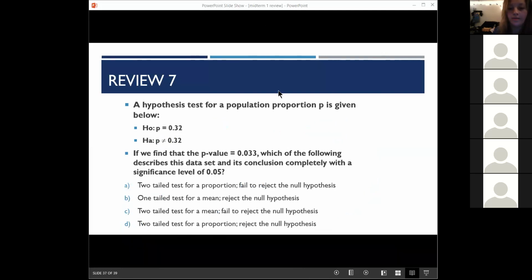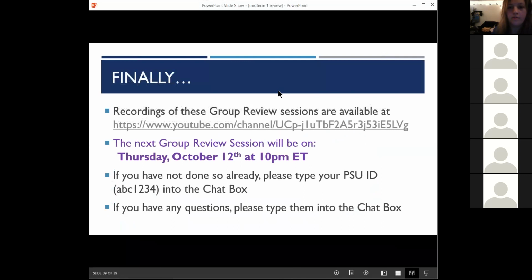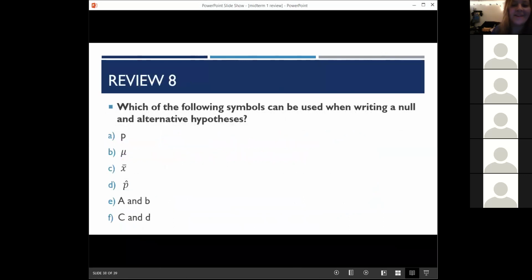So good job. All right, one more. Okay. All right, which of the following symbols can be used when writing a null and alternative hypothesis? So let me know what you think about this one.